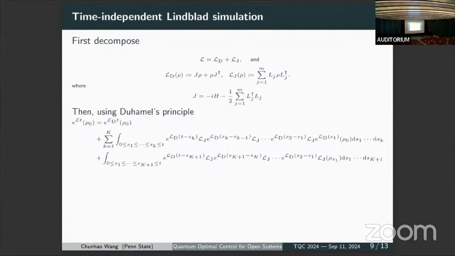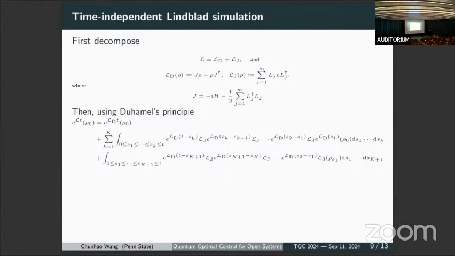So let's first look at the integrand. Let's look at this e to the L_D. Because L_D looks like this, this e to the L_D is a completely positive map. And this L_j, this composition, e to the L_D composed with this L_j, this L_j is already completely positive. So the composition is completely positive. So you can see that if you think of the composition of all the terms, this entire integrand is completely positive.